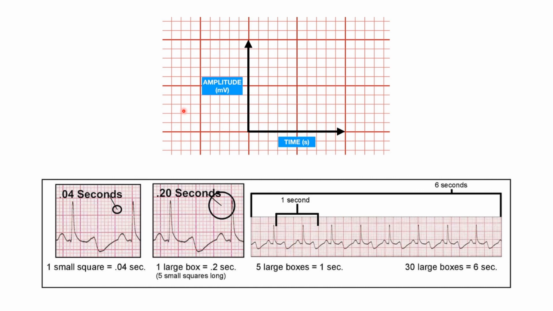If you have a really high wave like this, there's a lot of electricity going through, versus a little squiggly line like this. The horizontal axis this way is time. So let's look at this.